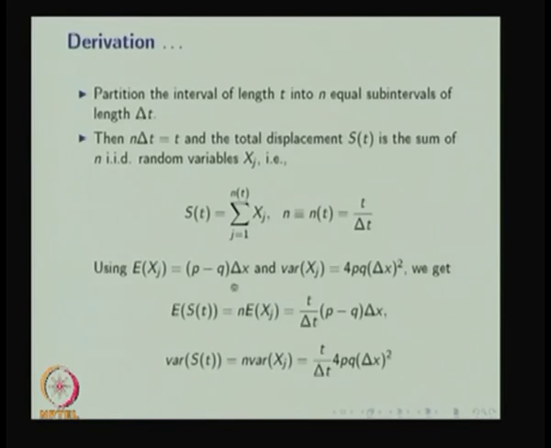So you know the mean and variance. Therefore, you can find the mean and variance of S of t also, because S of t is the sum of n IID random variables. Expectation is a linear operator. Therefore, since it is an IID random variable, it is n times the expectation of any one random variable. Whereas for variance, since the random variables are independent, the variance of S of t is nothing but the variance of the sum of random variables. So you can take it out and do the simplification.